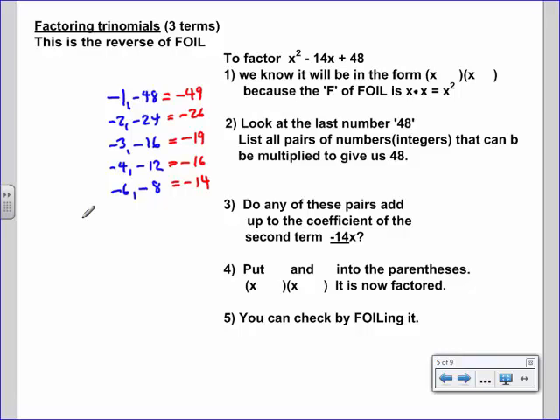And I think we found it. So you put in negative 6 and negative 8, or minus 6 minus 8, and you've got it. That is your factored form.